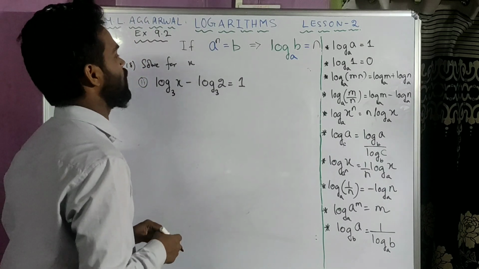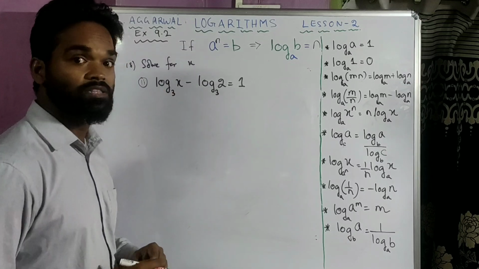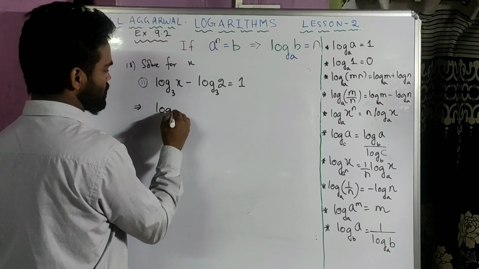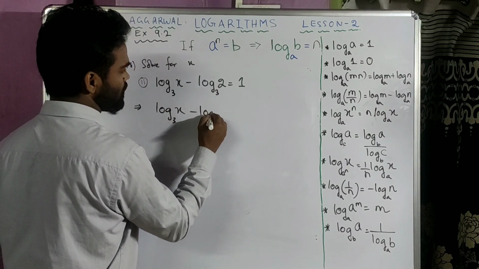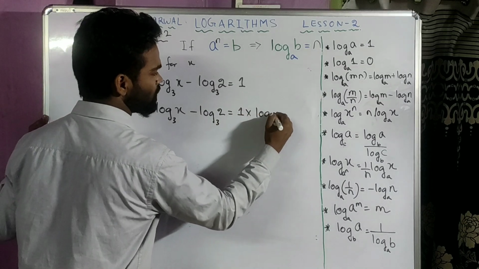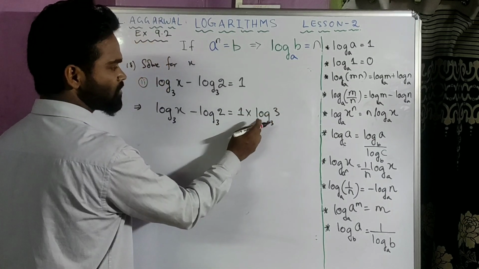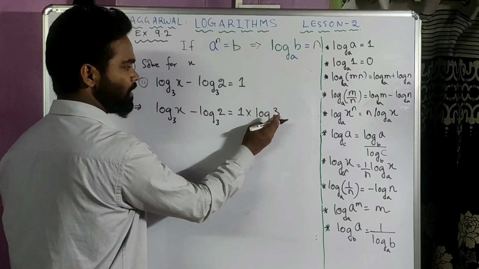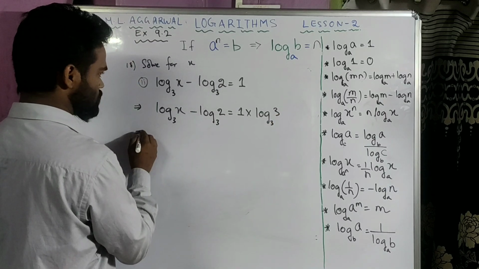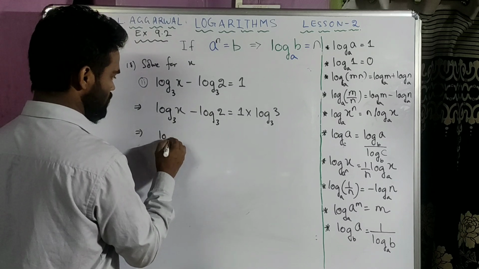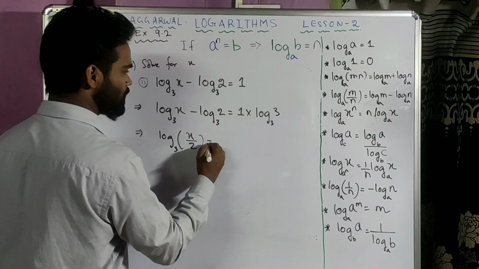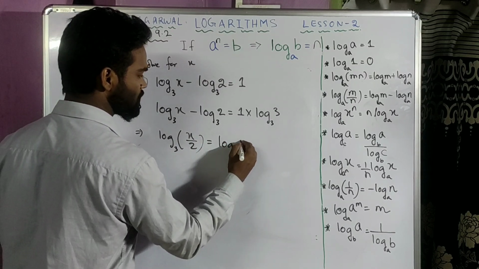Log x minus log 2 equals 1. The base is 3. Be careful, the base is not 10. What I can do is write this as log x base 3 minus log 2 base 3 equals, for 1, I can write log 3 base 3, because this is 1. Log of a number with the same base gives you 1. So now this becomes log x by 2 base 3 equals log base 3 of 3.